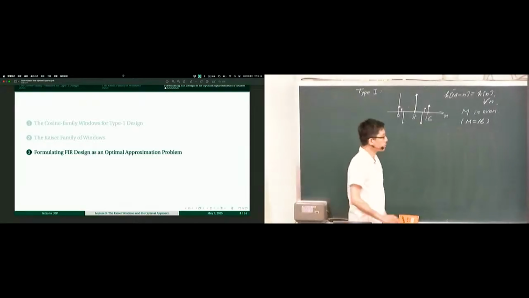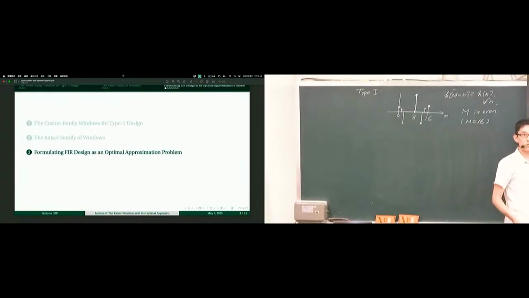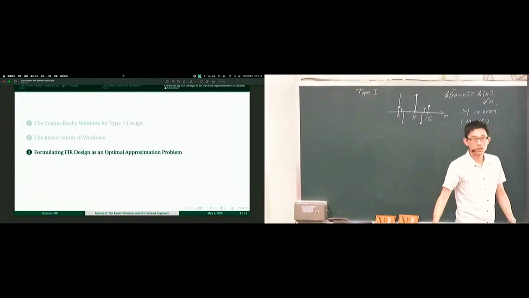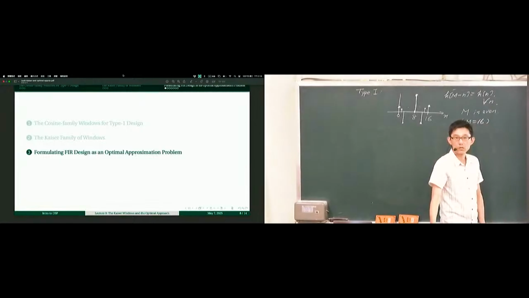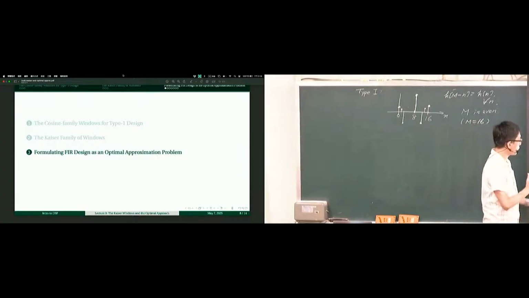But what's different here is that we're going to go away from the window idea. So the next topic has no window. We are not going to refer to any window function anymore. Totally differently, we're going to first formulate the design problem as that of an optimal approximation.